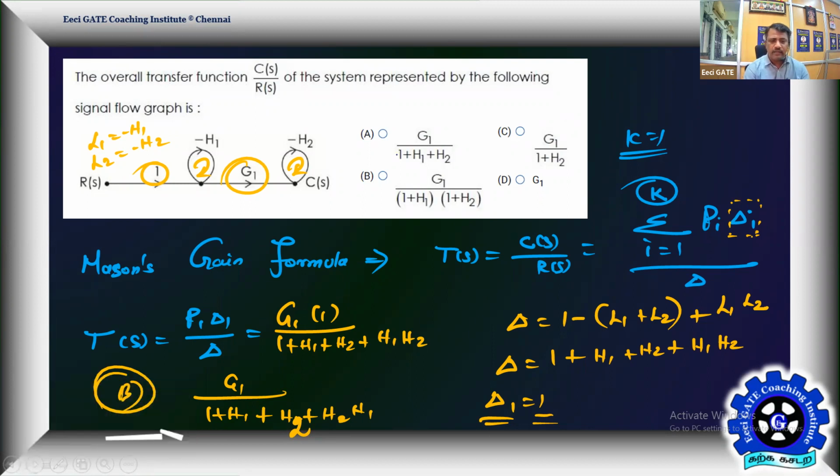So this is a very simple 2 marks problem from control systems. B is the option. Sometimes people make a mistake depending on how the options A, B, C, D are arranged. In this case the options are given in a column, so there is no chance of committing such a silly mistake.